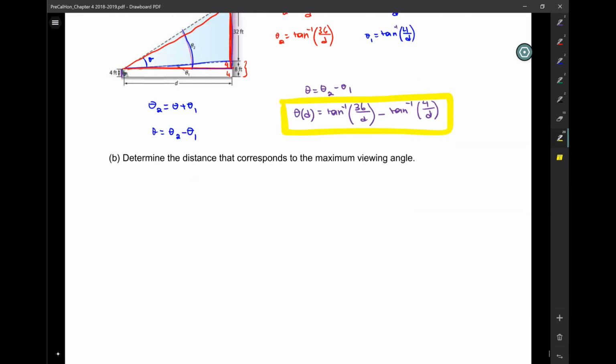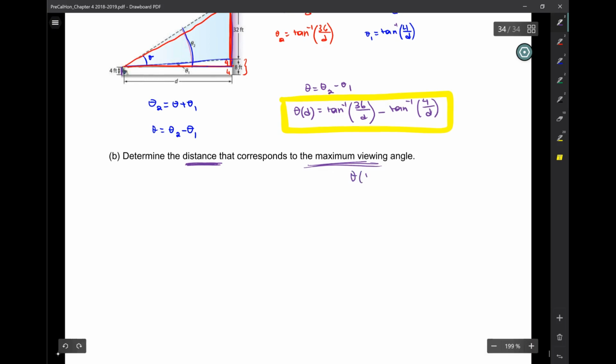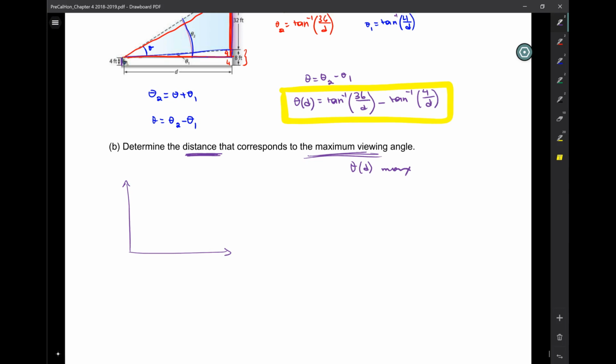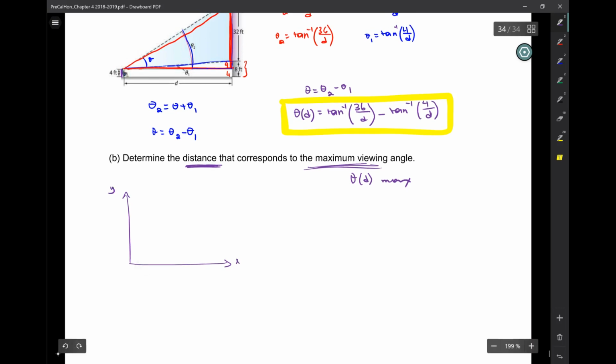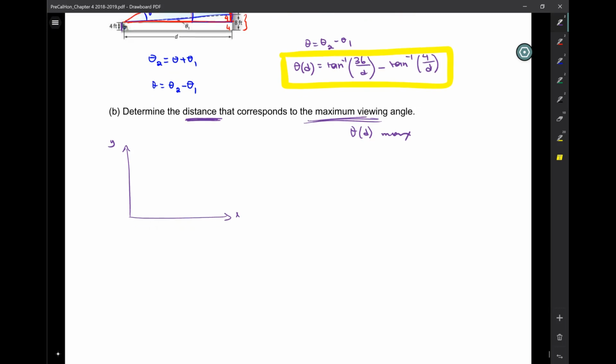Now it says, determine the distance that corresponds to the maximum viewing angle. So we want the viewing angle theta of D to be a maximum. We're going to graph this. This is real life. We're measuring an angle and a distance. They're both positive. Normally, we would have an x and a y axis, but what's our independent variable now? D. And this is theta of D.